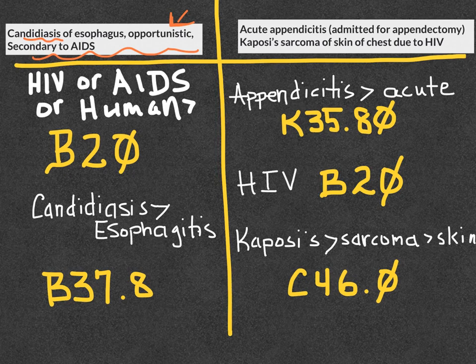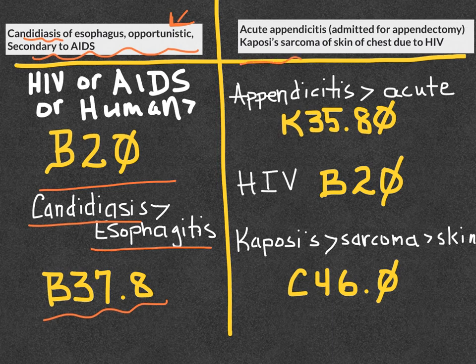But here, since the condition is AIDS-related and secondary to an AIDS-related condition, our B20 code will be listed as the primary diagnosis. And we will then pull in the candidiasis of the esophagus as a secondary code. Again, the focus is on the HIV or an HIV-related condition, which is clearly documented here.